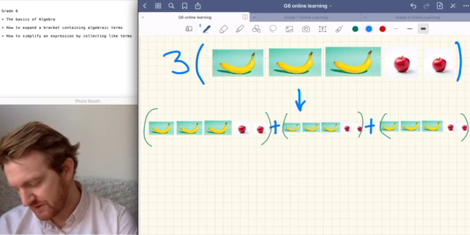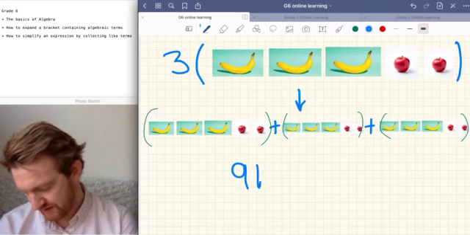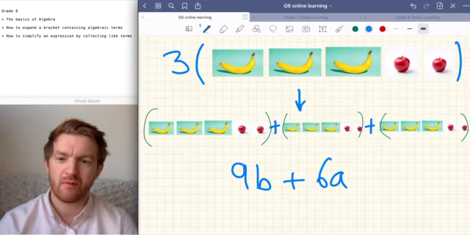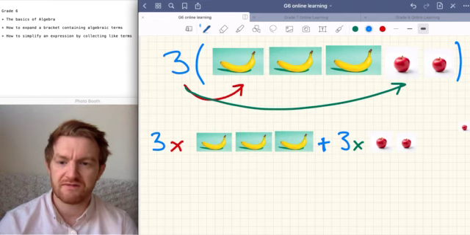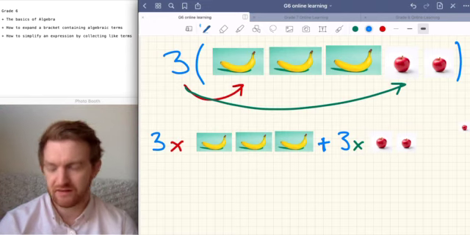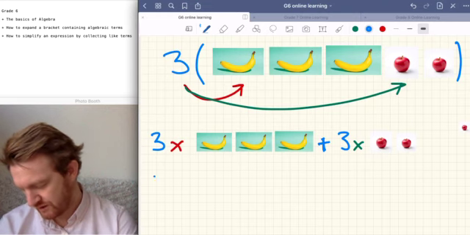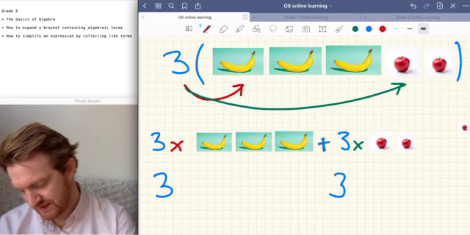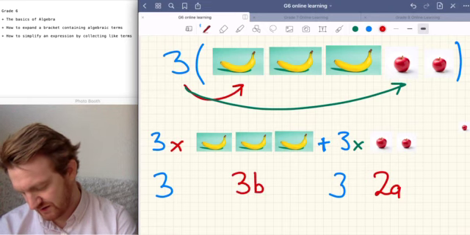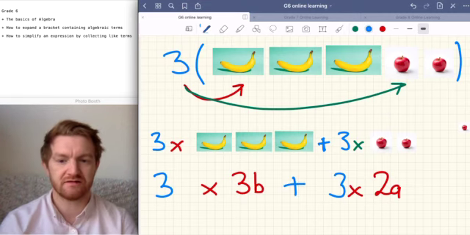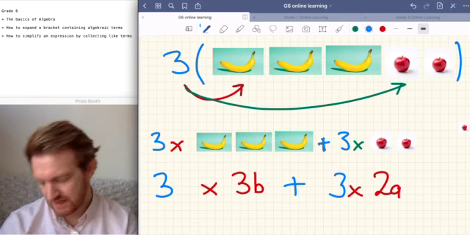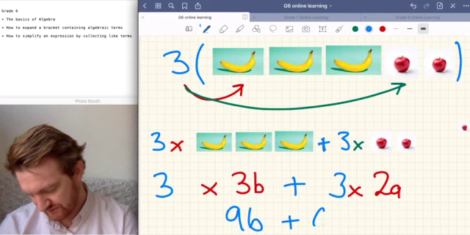If we were to count these out, we could say 1, 2, 3, 4, 5, 6, 7, 8, 9 bananas, 1, 2, 3, 4, 5, 6 apples. But we want to move away from counting, so how do we do this a bit quicker? Well, let's go back to what we started with. Think of it as 3 of each. You've got 3 of the 3 bananas and 3 of the 2 apples. We're multiplying those together, but we're adding the 2 different parts. 3 times 3 is 9. 3 times 2 is 6.